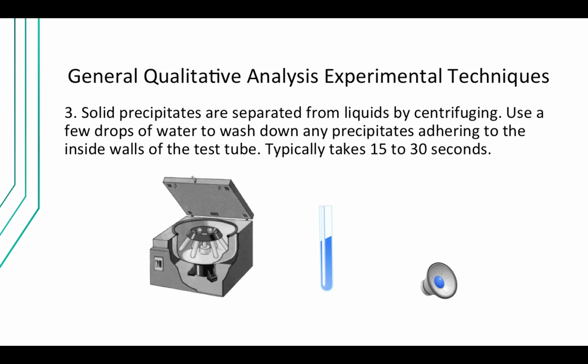So the next technique is on centrifuging. A centrifuge is a machine with a rapidly rotating container that applies a centrifugal force to the contents inside. This is typically used to separate liquids from a solid. We want you to make sure that no precipitates are adhering to the inside of the walls. So first start by using a few drops of water to make sure all of the precipitates on the sides of the walls are inside of the test tube. And then you'll put this test tube inside of your centrifuge and let it go on for about 15 to 30 seconds until everything is completely separated.